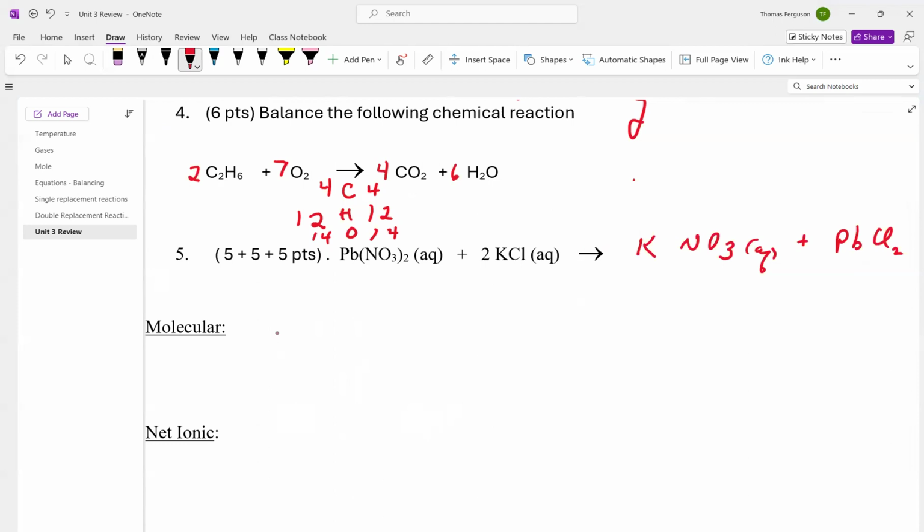Not balanced. Okay, so first of all, we have 2 potassiums on the right. Right now we only have 1 on the left, so let's put a 2 here to make sure we have 2 potassiums. What about nitrates? Here we got 2 on the left. How many on the right? 2. So we have 1 molecule here, but there's 2 molecules once we balanced out the potassium.